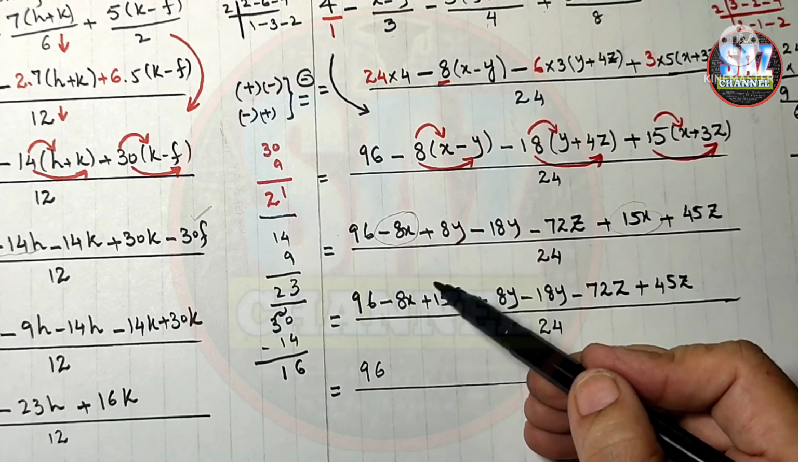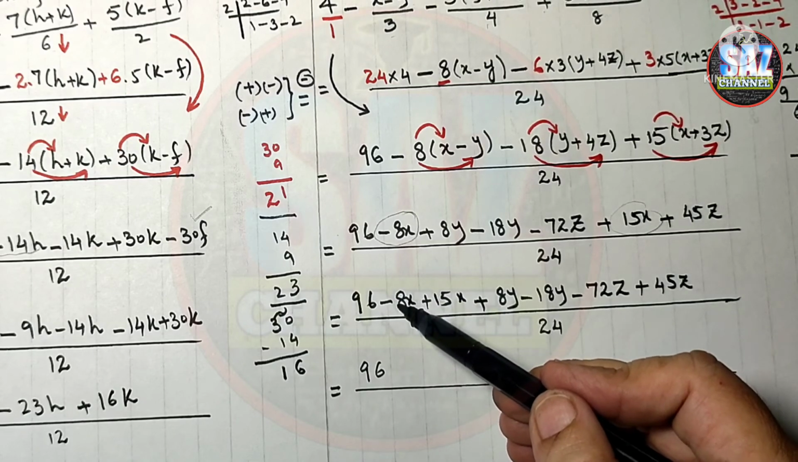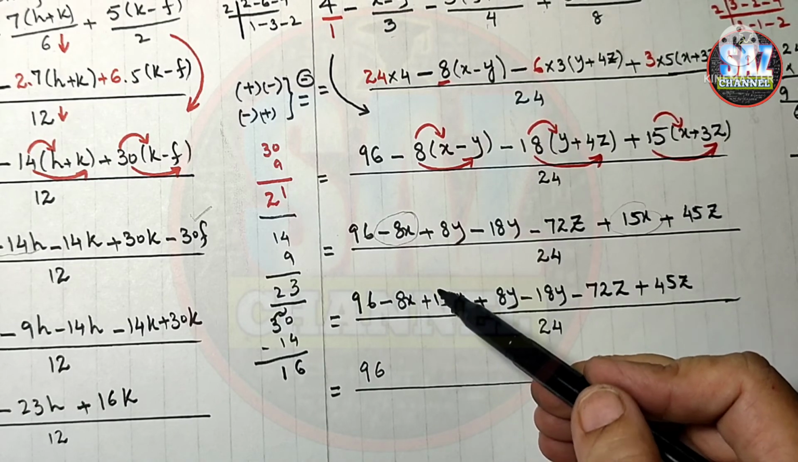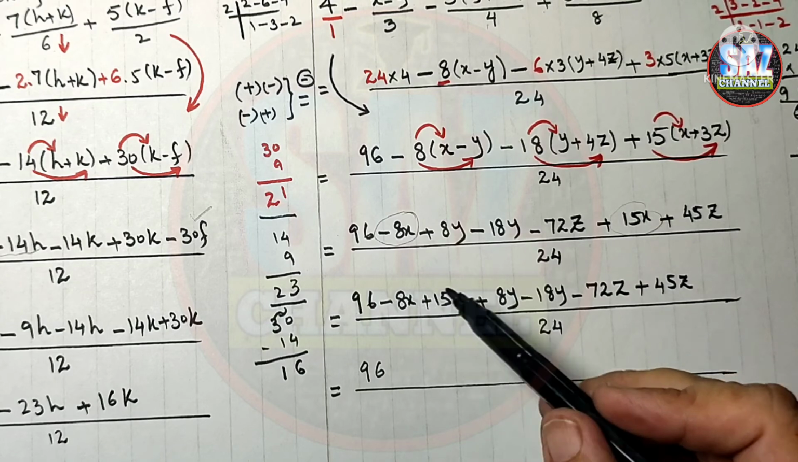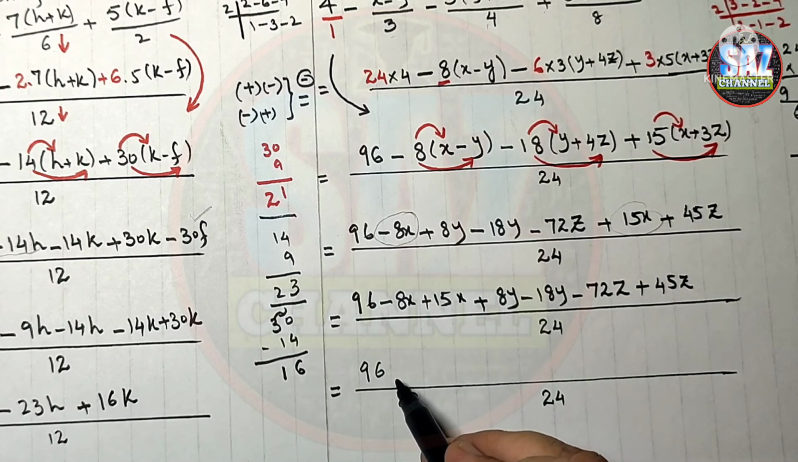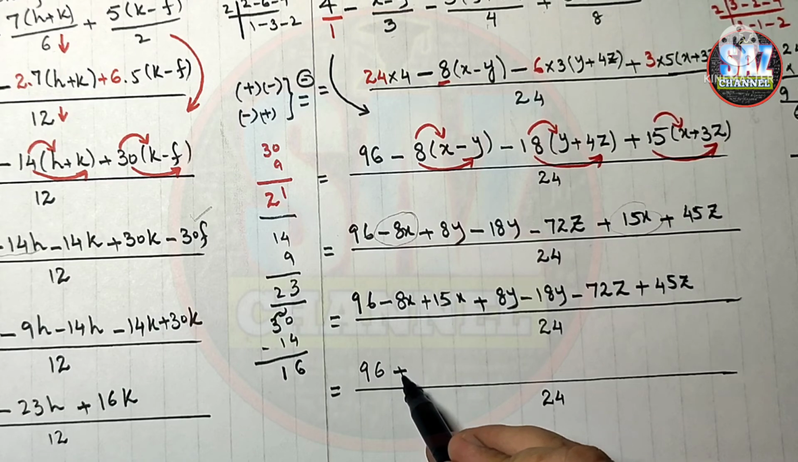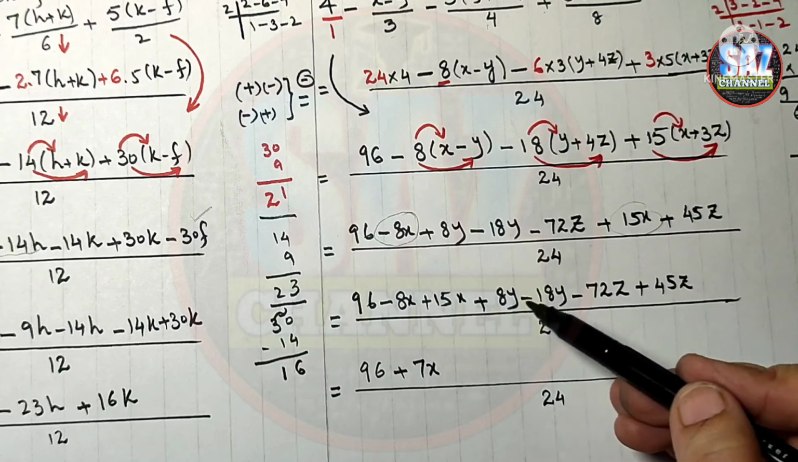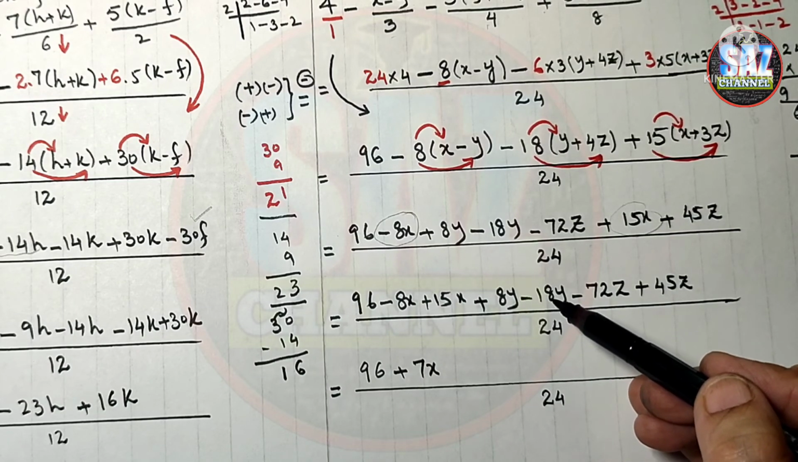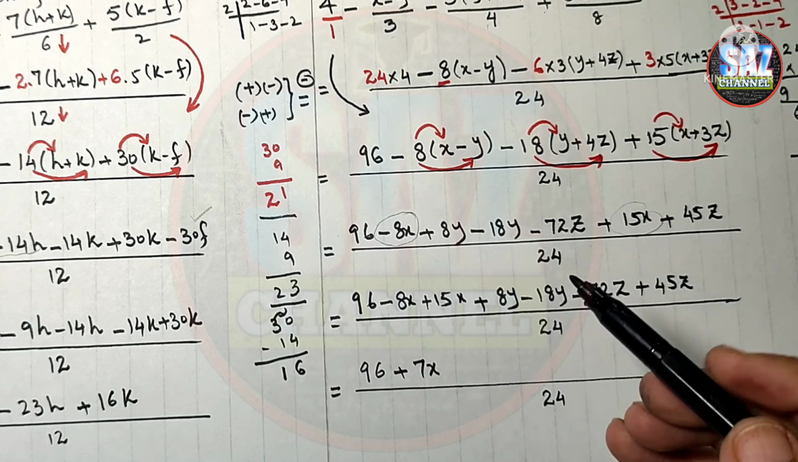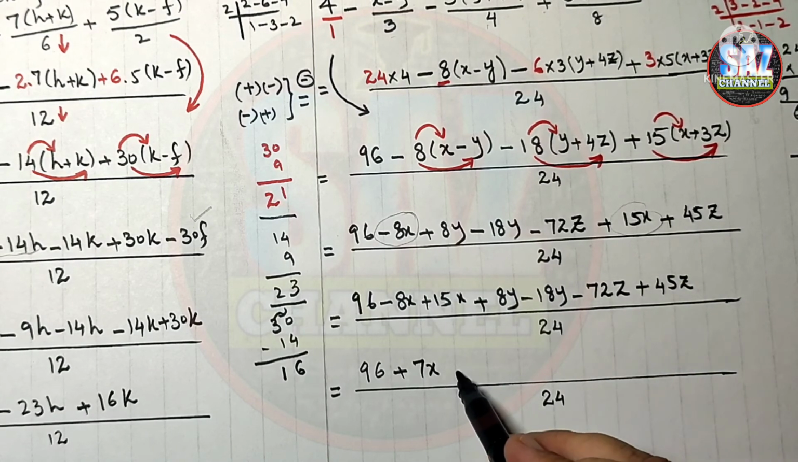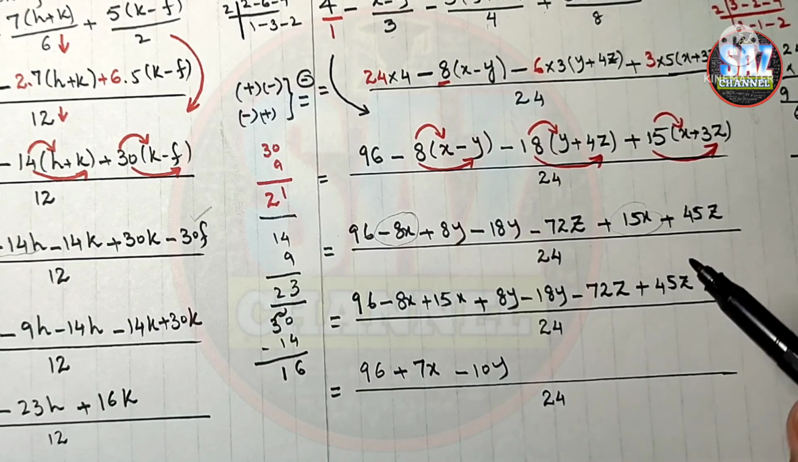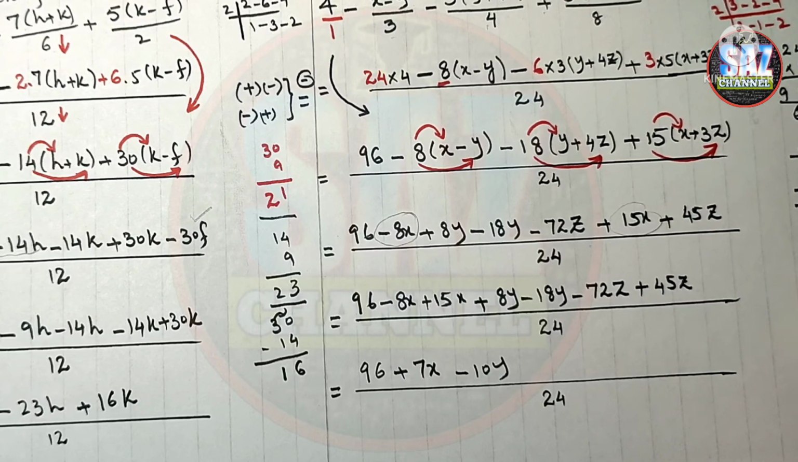Now look, 15 and minus 8. Okay, 15 is big and 8 is small. We will simply subtract, and the sign will be of the bigger term. 15 minus 8 is 7x, and again 18 and 8. 8 is positive, 18 is negative. I have to subtract these two numbers, and the sign will be the sign of the bigger term, and the bigger term is negative, minus 10y, and again 72 and 45, opposite signs, 72 and 45.